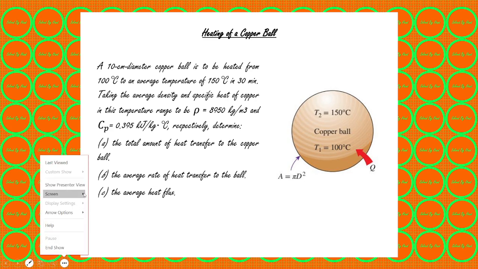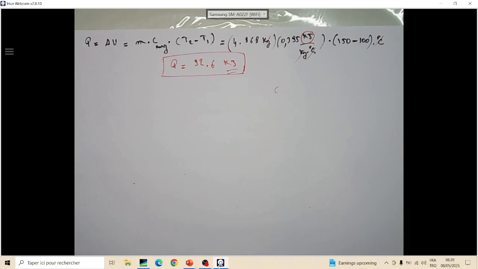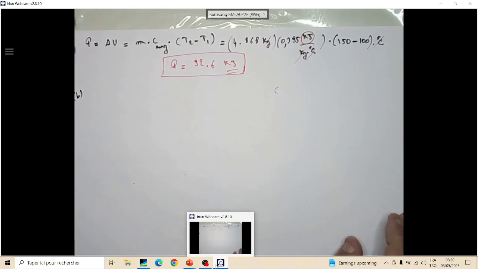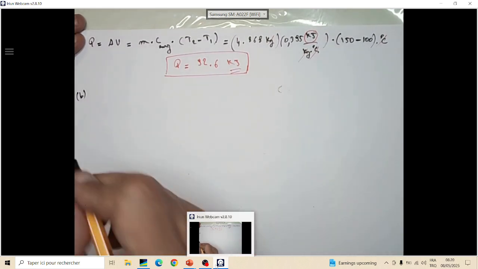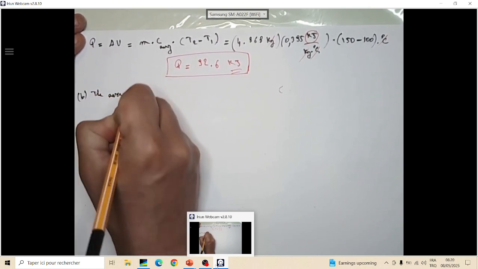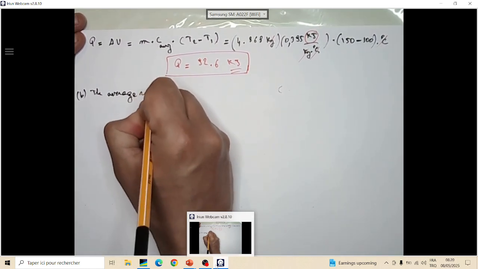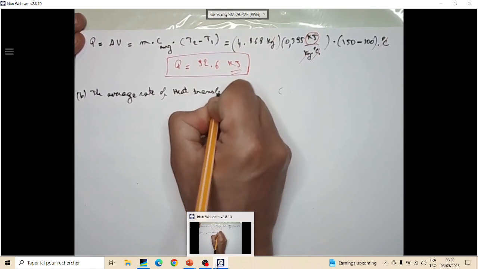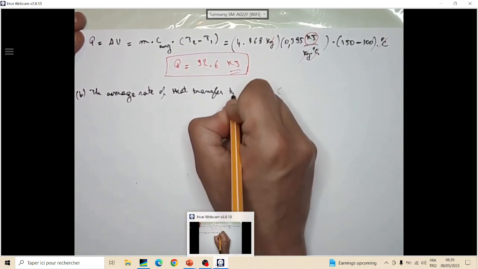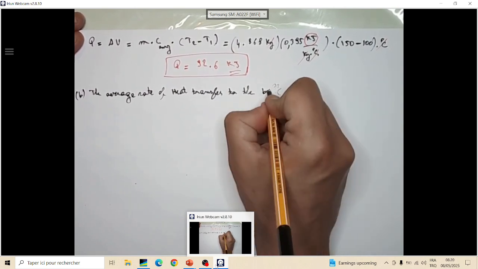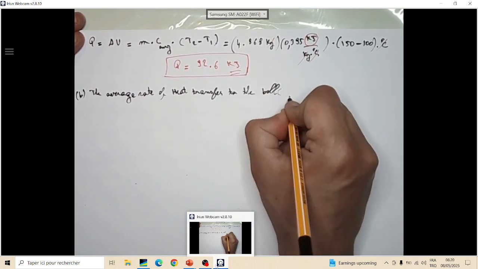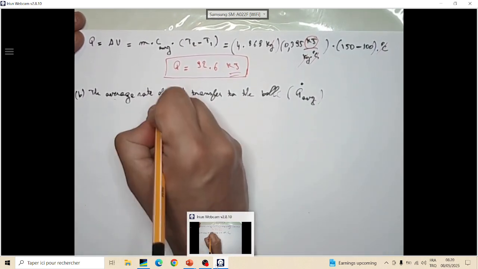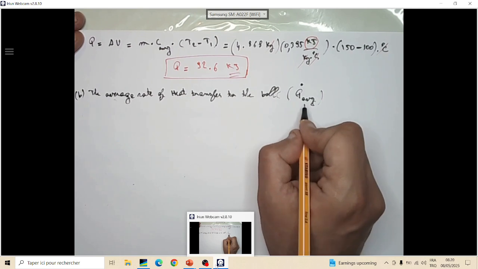So I will go back again to our paper and start with question B. We have to calculate the average rate of heat transfer to the ball, that we call Q dot average. So we have to calculate Q dot average.